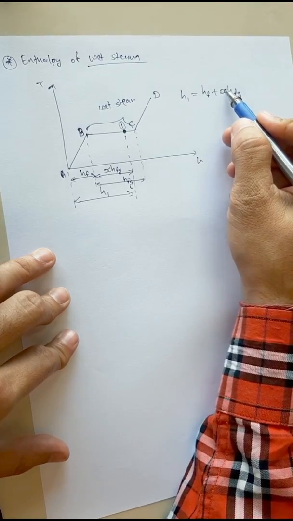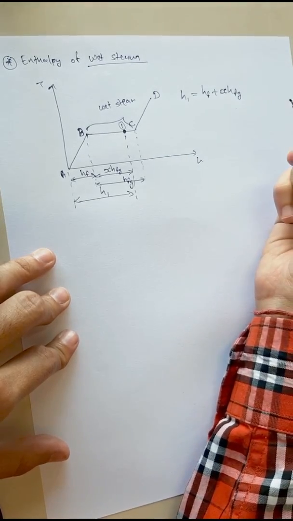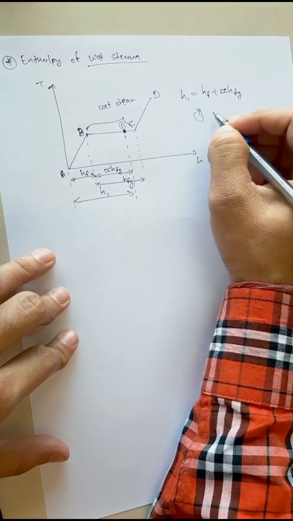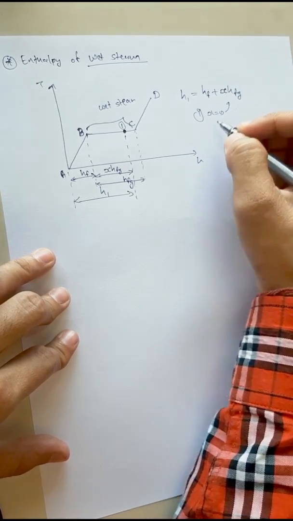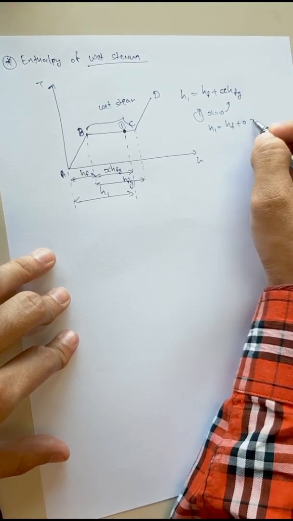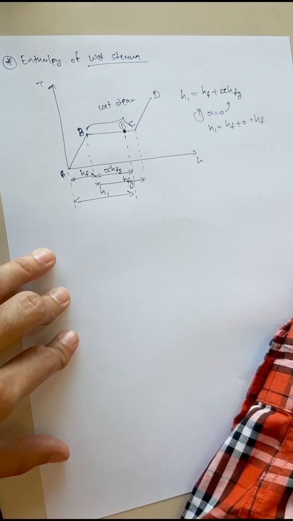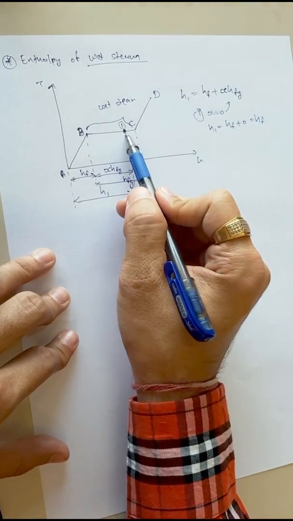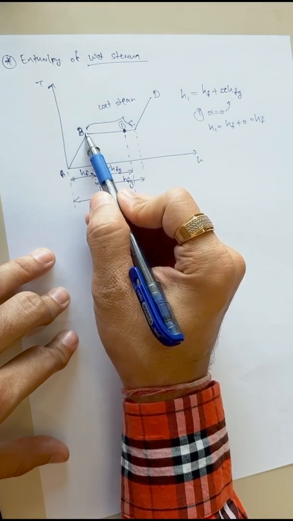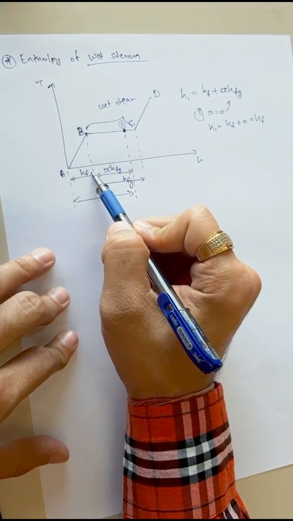Now, is this equation correct? Let's verify it. First, substitute the value of X equal to 0 in this equation. What do we get? H1 is equal to HF plus 0, that is HF. Means if we take X equal to 0, point 1 will be over here, and enthalpy up to point B is HF.